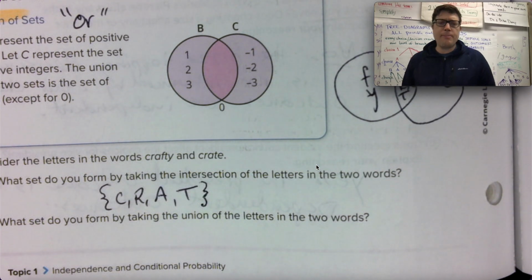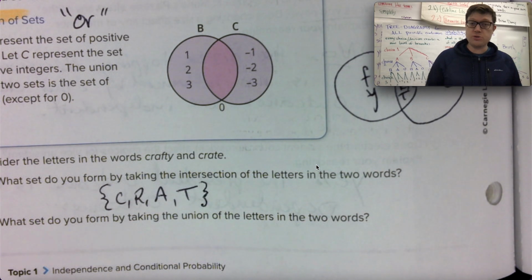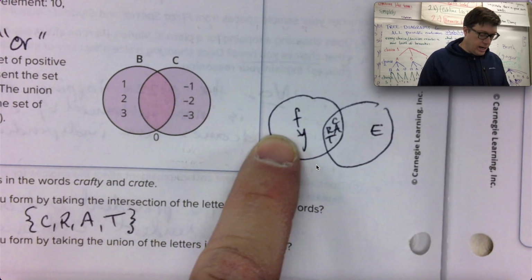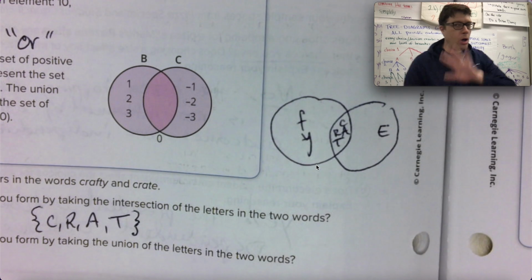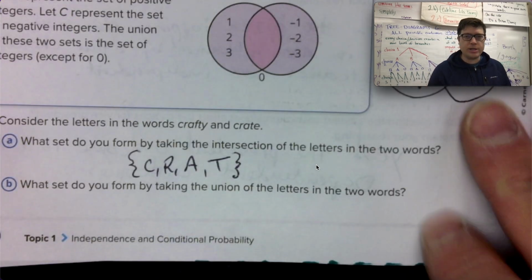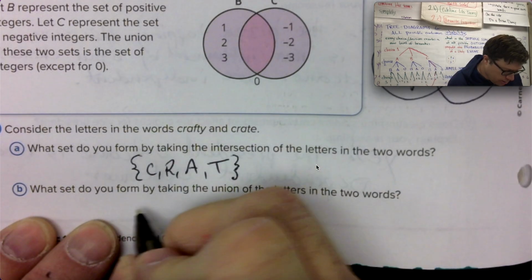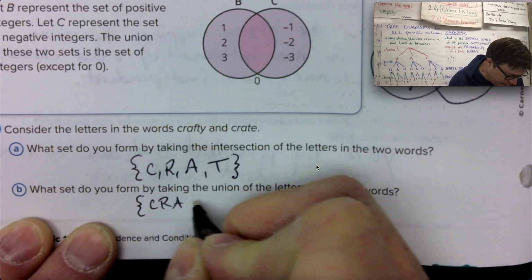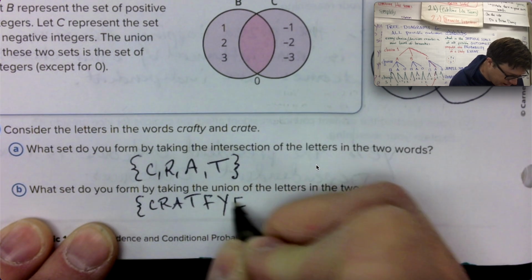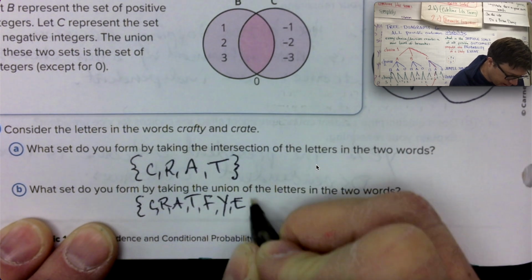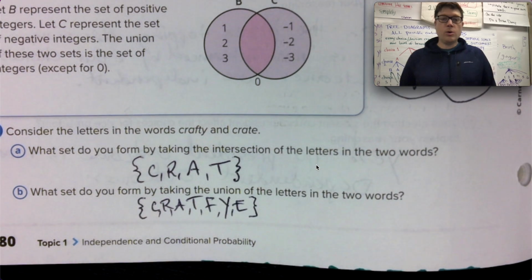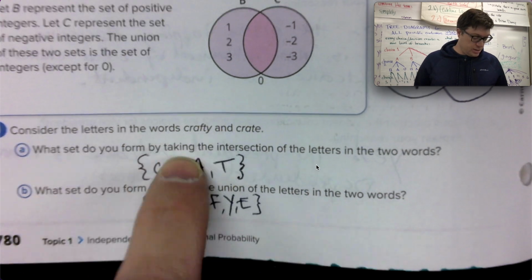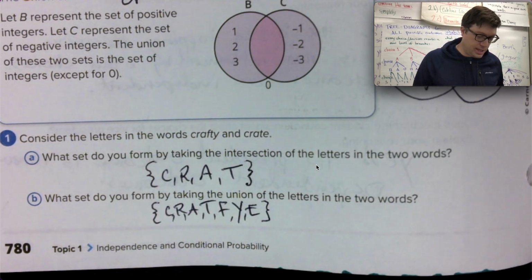What set do you create by taking the union of the 2 letters? Reminder, union is all of the letters that are possible. So that's F, Y, C, R, A, T, E, all of the letters in the words crafty and crate. Just use each once. So forehead, nose, chin, C, R, A, T, F, Y, E, with commas between them, chameleon. There we go. What set do you form by taking the union? This is the union of those 2 sets. This 1A is the intersection of those 2 sets.